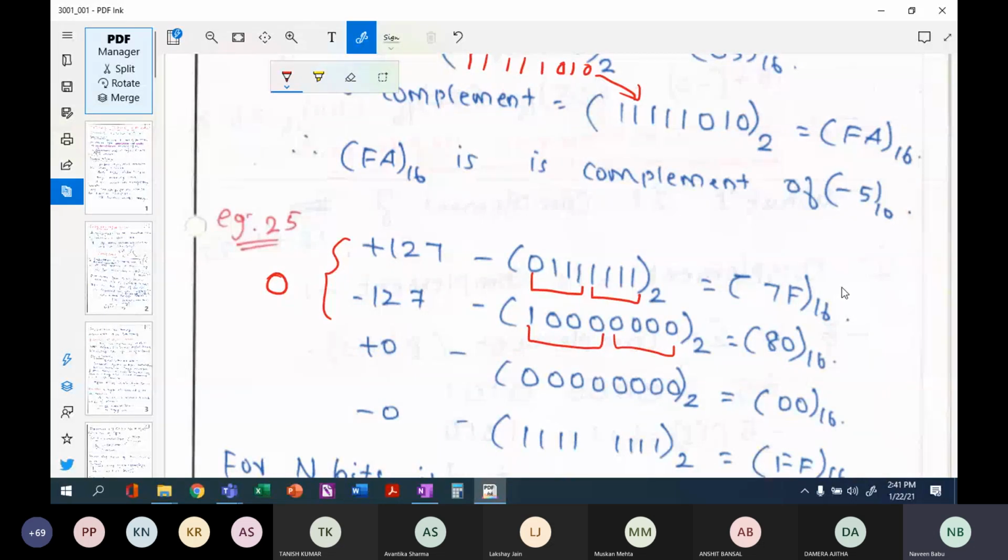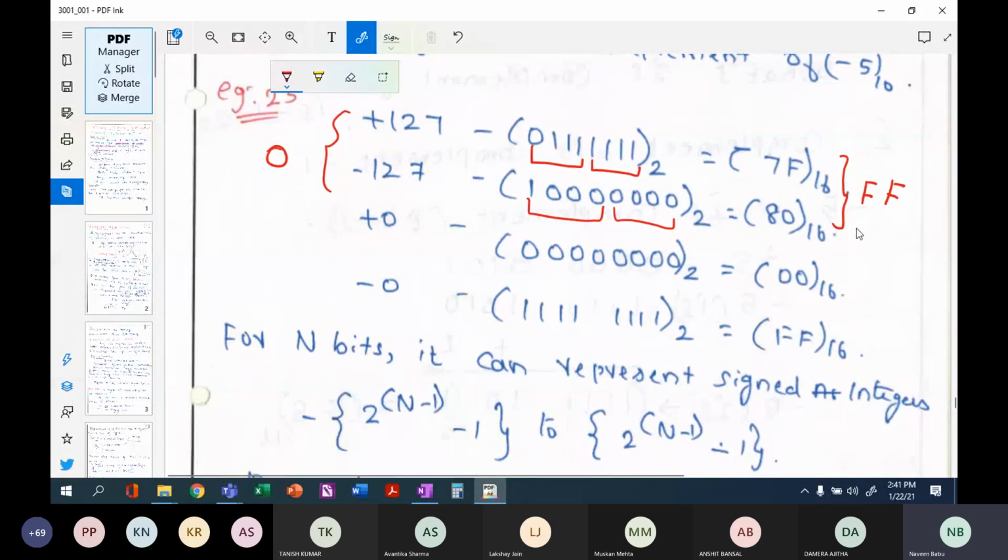Here, if you add these two in hexadecimal equivalent, what is F plus 0? F plus 0 is F. 7 plus 8 is 15. 15 equivalent in hexadecimal is F. So what is FF equivalent to in this number system? Let us see. It is also equivalent to 0. So plus 0 is represented as 00000000 and minus 0 is represented as 11111111, which is FF. So here, if you add, you are getting FF, which is equivalent to 0.